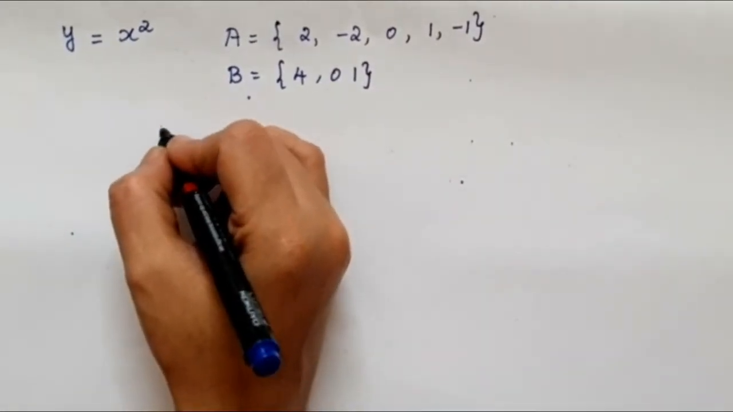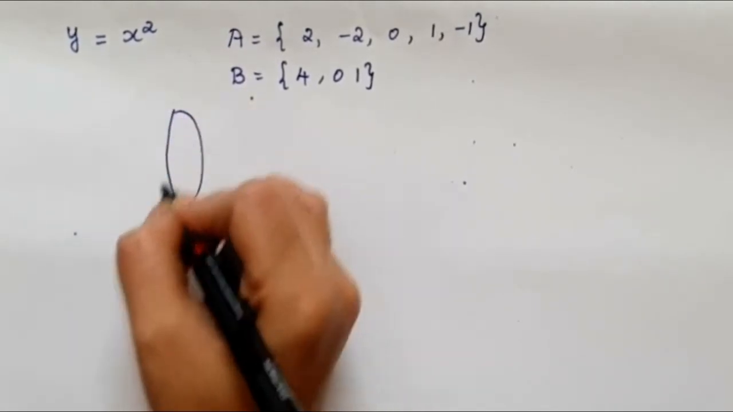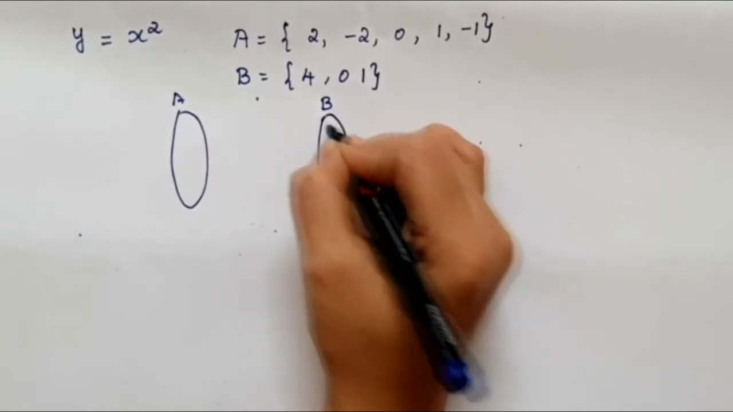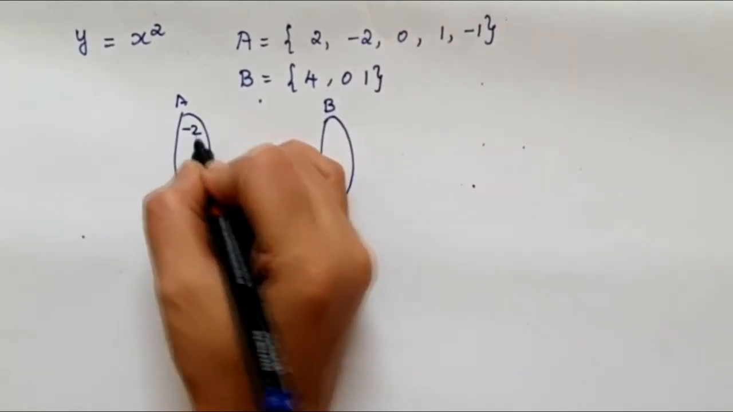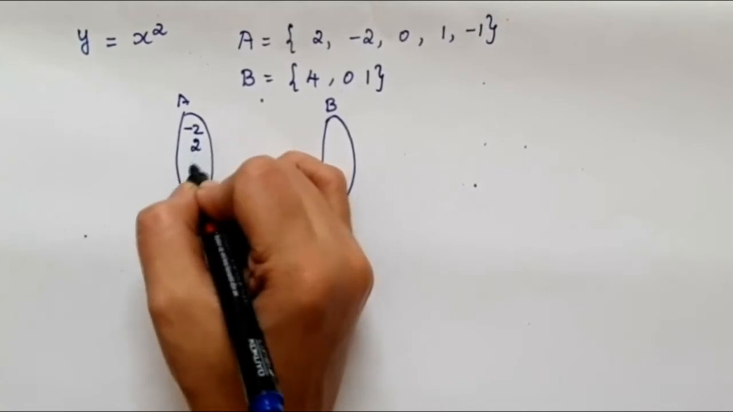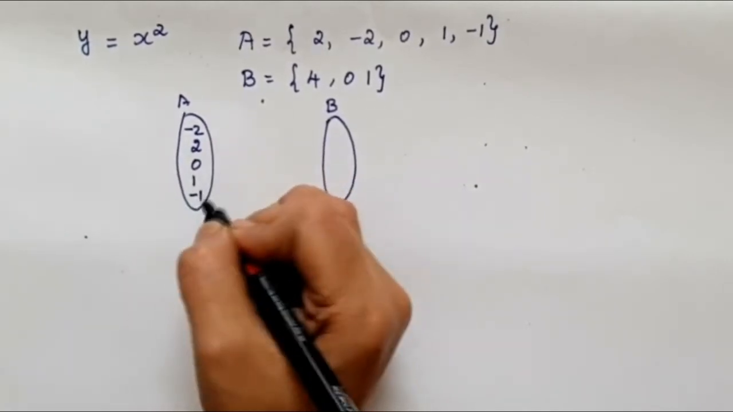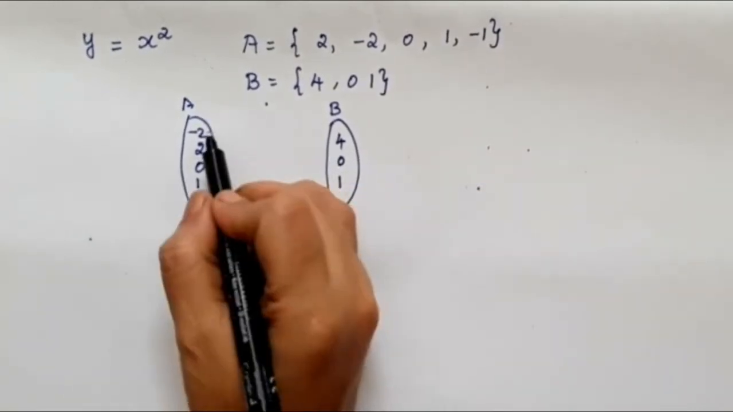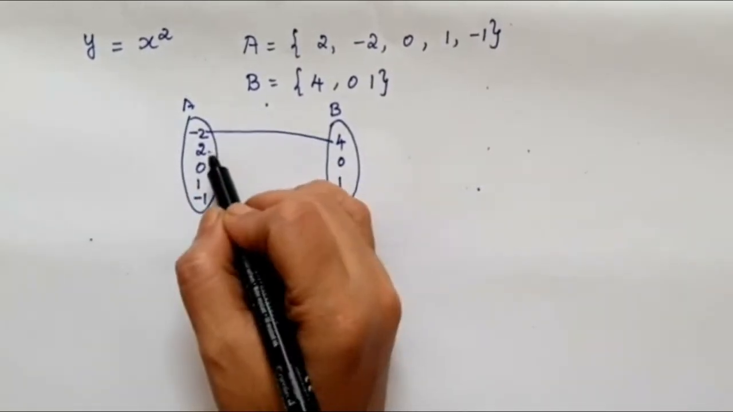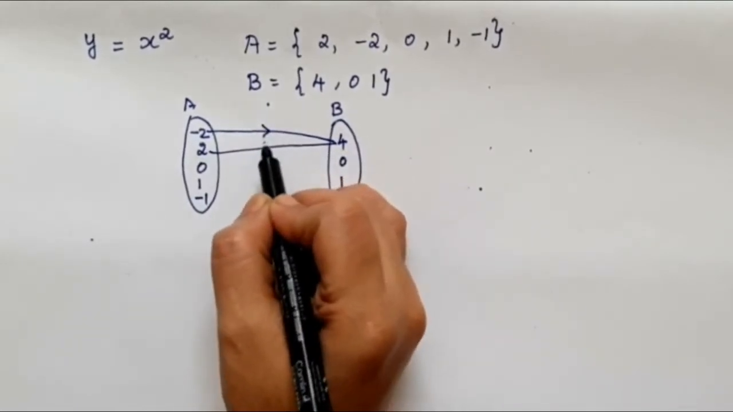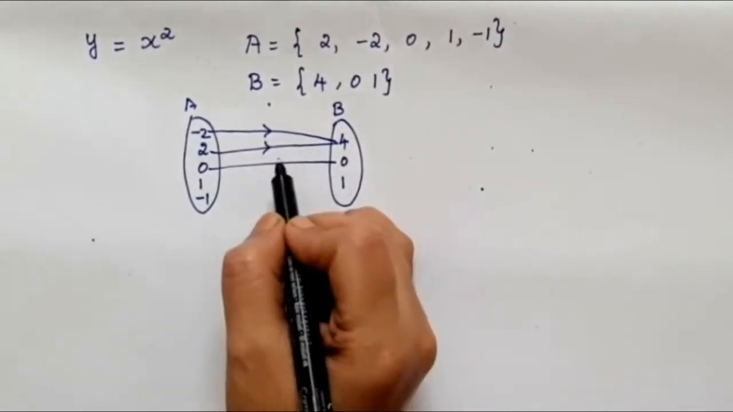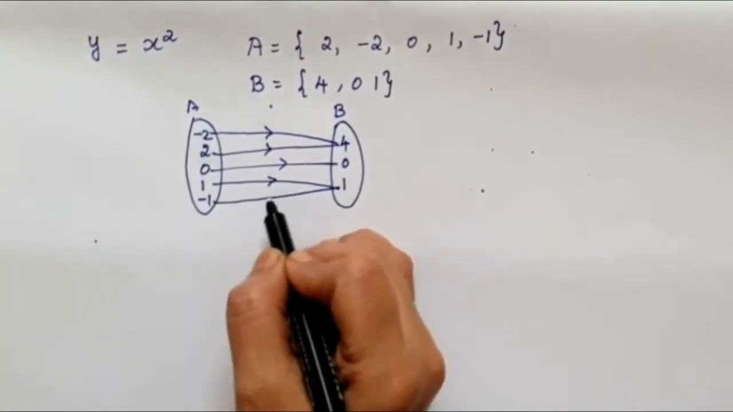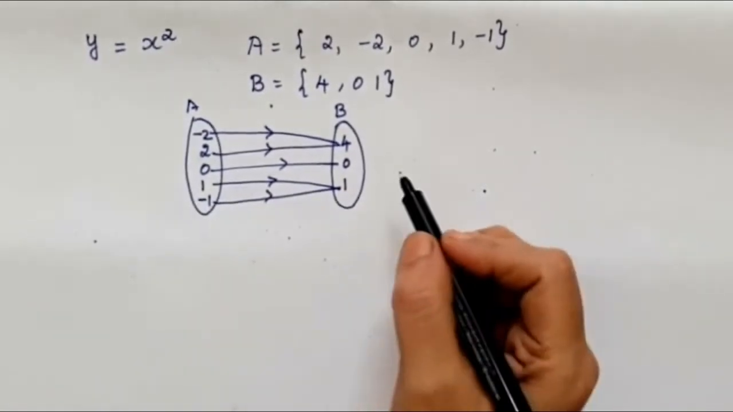Now when we represent it in a Venn diagram, this is the set A and this is the set B. We'll write -2, 2, 0, 1 and -1, and these are the images. So 2 and -2 will have the image 4. 0 will have the image 0. 1 and -1 will have the image 1. Now let us see whether it is a function.